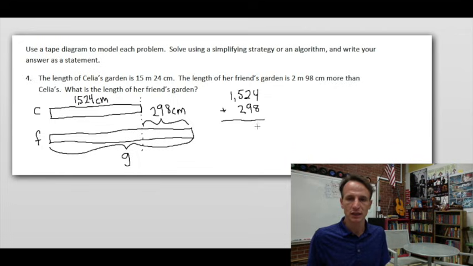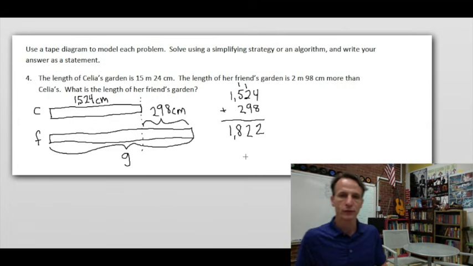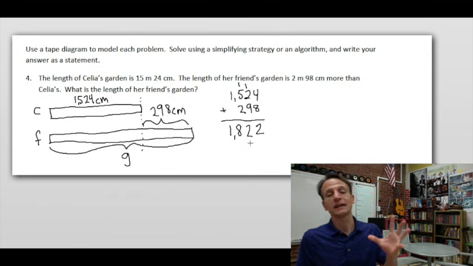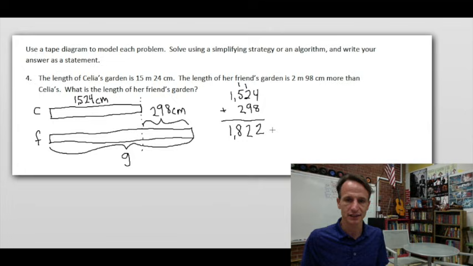4 and 8 make 12. Regroup that 1. I see a pattern here. 1 and 9 make 10. 2 more is 12 again. Regroup that one. 1 and 5 and 2, 8. Very good. And 1 with nothing is 1. Drop that comma. And so the length of her friend's garden we see is 1,822. Yes, always affix those units. Yes, centimeters is what we're talking about here.